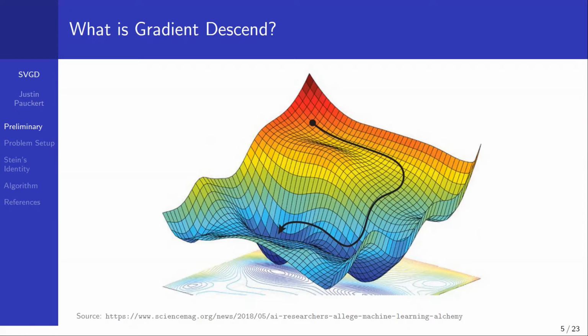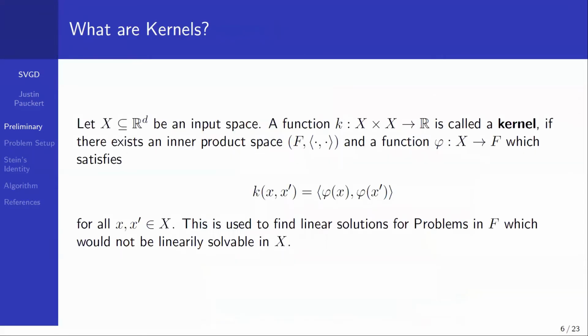That's just a general outline for what we're doing. So second up are kernel functions. They do seem a little complicated at first, but let's try to get an intuitive idea about them. Let's say we have an input space, x, and a function defined on it.